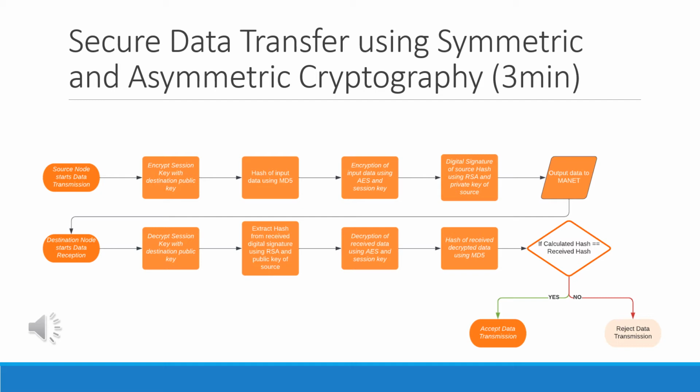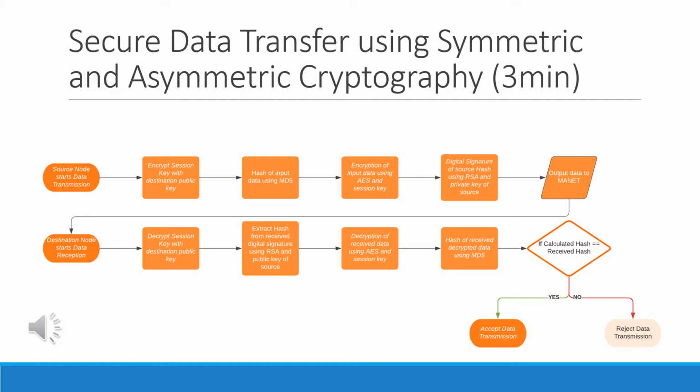It assumes that a link between the source and the destination has been established using the routing protocol at the network layer. A session key for the symmetric cryptographic algorithm is exchanged by using the public key of the destination. A hash of the input data is computed at the source, and the private key of the source is used to generate the digital signature of the input data. The plain data is then encrypted using the symmetric cryptographic technique and the session key.